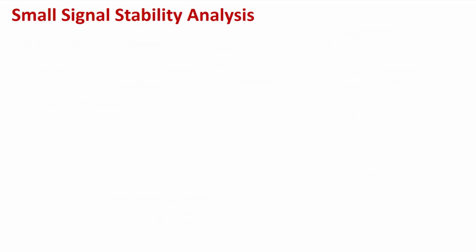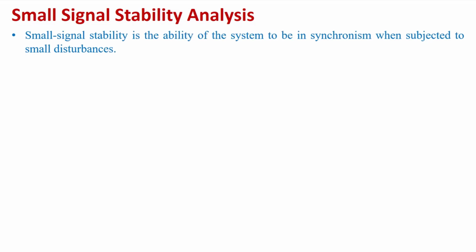Now we'll start the discussion about small signal stability analysis. What is small signal stability analysis? You might have studied it in the very beginning. I think Professor Siva Subramani has taught you different types of stability: transient stability, small signal stability, which is also known as angular stability. Small signal stability is the ability of the system to remain in synchronism when subjected to small disturbances.